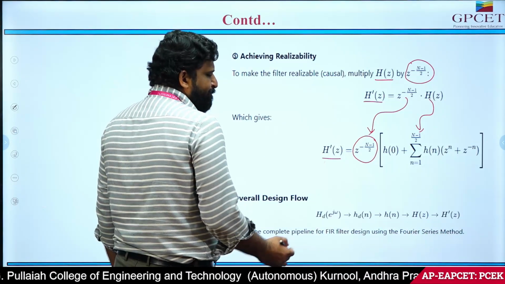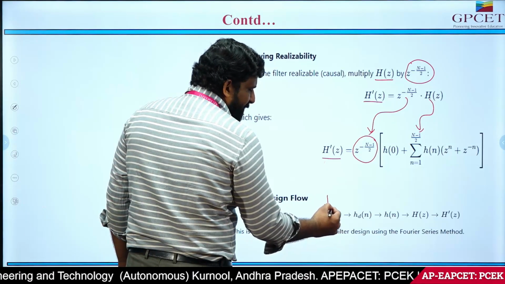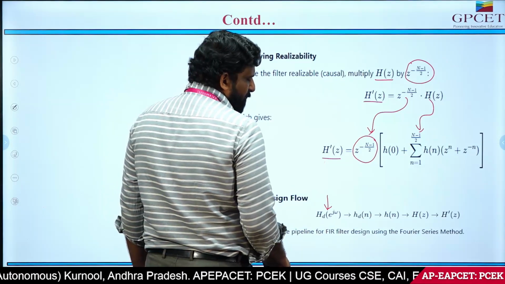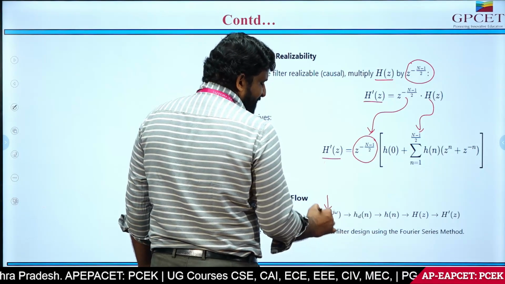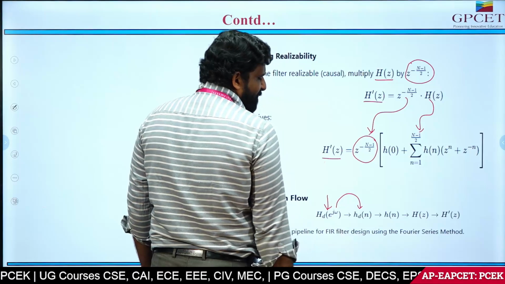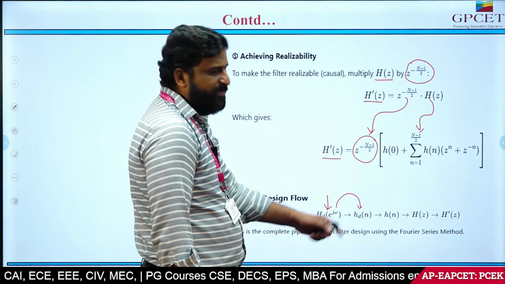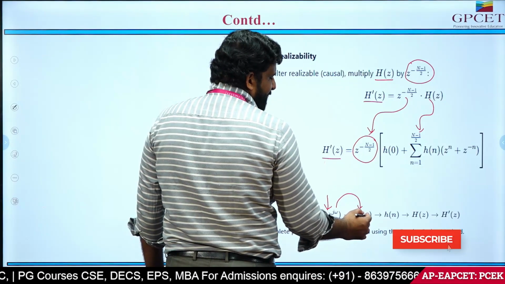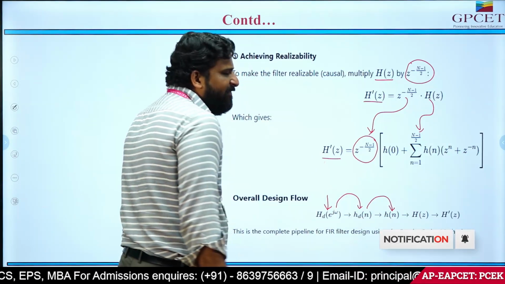First, what we have taken? We have taken the desired frequency response of a system, H_D of e power j omega. From this desired frequency response, I have taken the desired impulse response, that is H_D of n. From this H_D of n, I have taken the inverse Fourier transform so that it is converted into h of n, which is of infinite duration.